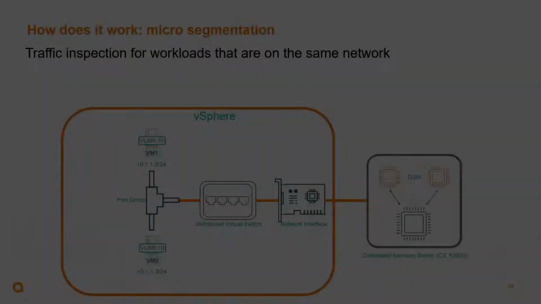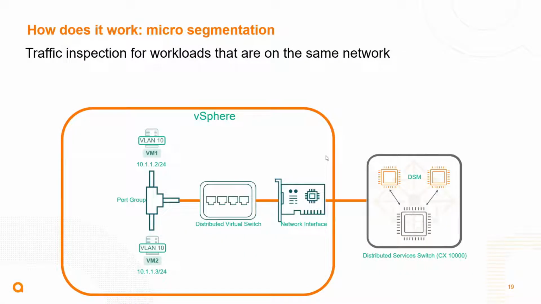Now, before I dive into the configuration, let me just revisit microsegmentation, what it actually does, and why you would use microsegmentation in data center networking. So let me just show you that. Okay, so here we have the situation. We have two VMs. You can see that here. They are both sitting on VLAN 10, and they are attached to a port group.